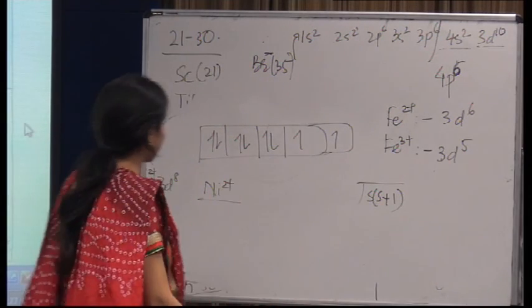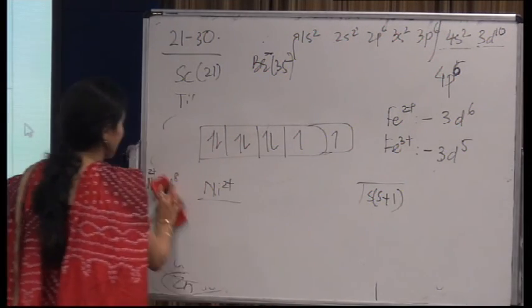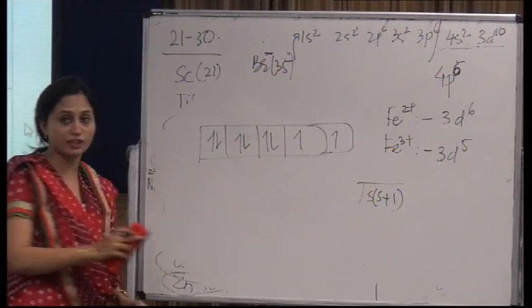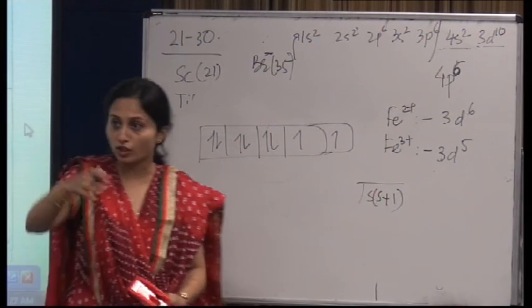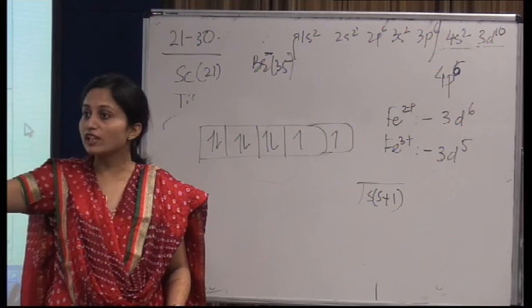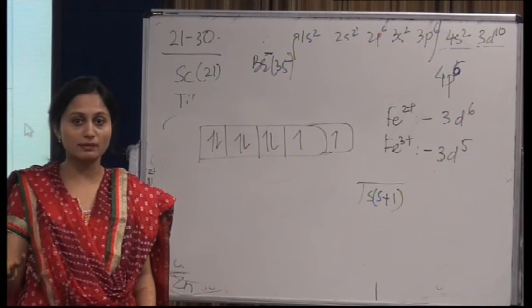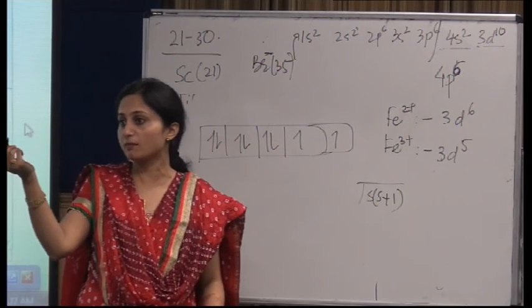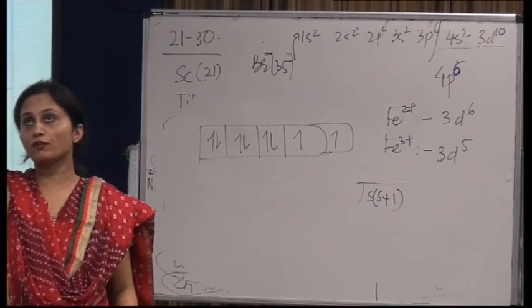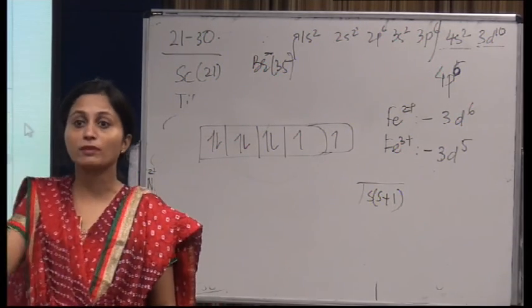Remember that whenever there are unpaired electrons, how will you get to know about them? By filling up according to Hund's rule. Then only you will get to know which one will have unpaired electrons. Just by looking at 3d8 you will not be able to tell. You may think 4 electrons like this, 4 electrons like this, but you may do it wrongly.